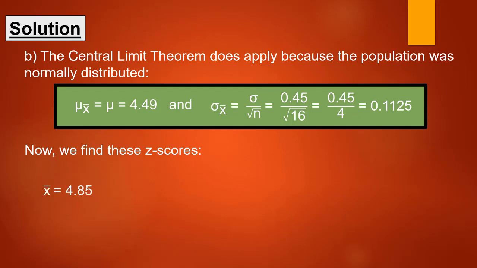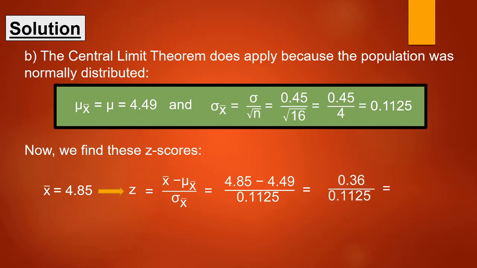We're still going to have to find z-scores for each one of those x values, but now we're looking at x bar equaling 4.85. Okay? And when x bar is 4.85, our z-score formula is z equals x bar minus mu of x bar over sigma of x bar. These are central limit theorem versions of the z-score formula. So the x bar is 4.85, the mu of x bar is 4.49, and sigma of x bar is 0.1125. If you do the subtraction on top, you get 0.36 divided by 0.1125, and when we divide, we get 3.20.